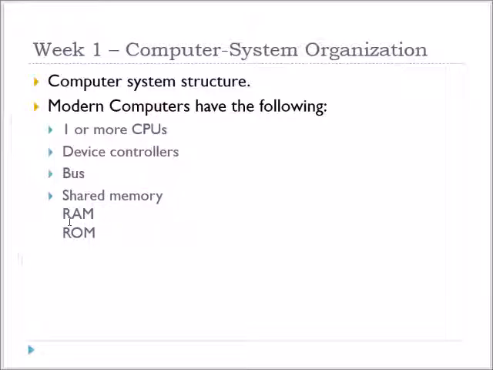RAM is random access memory, and ROM is read-only memory, which means that what's in ROM can only be read. You can't write to ROM. That's not 100% true, but for the most part, ROM is set in stone. Whereas with random access memory, if you turn your computer off, it goes away. It's totally random memory.